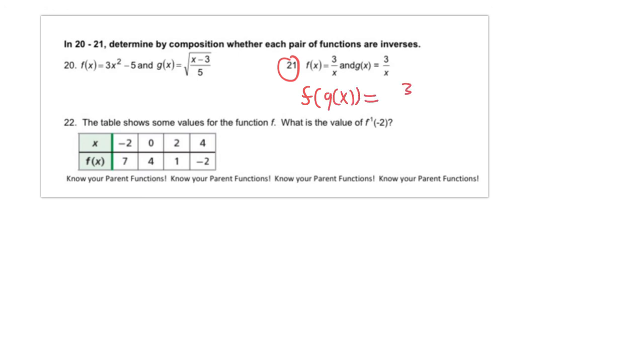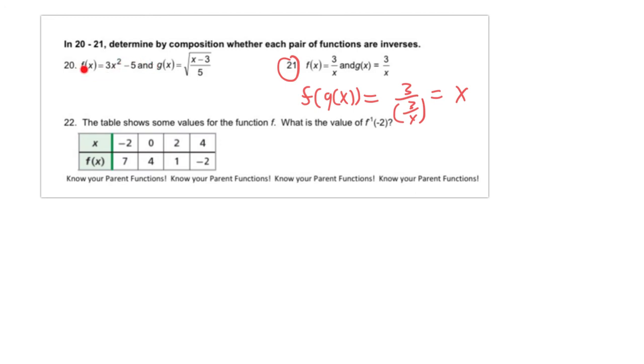Well, that would be 3 over g of x, which is that. And that would just become x after simplifying it. Now, in case that's not clear, it would be 3 divided by the fraction 3 over x, which is really 3 times the reciprocal of 3 over x. So that's really going to be 3 times x over 3. The 3's would cancel, and that would give you an x. Same thing's going to happen vice versa. So these are inverses.